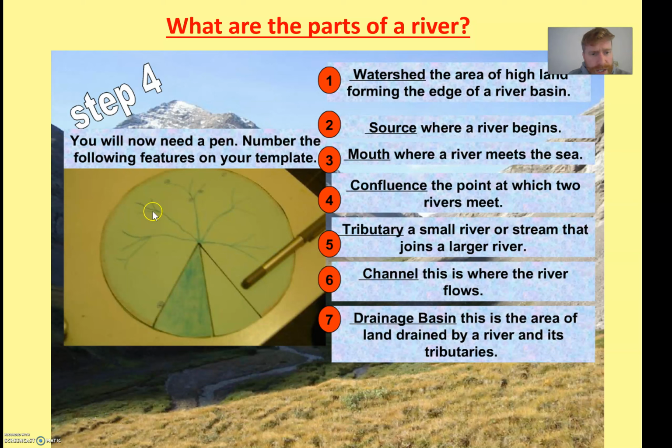Confluence. You can draw a confluence anywhere where two rivers meet. So the exact point where two rivers meet, the armpit, if you remember, of the river. Tributary. Any smaller river joining a bigger river is a tributary, so you can draw any of them on.